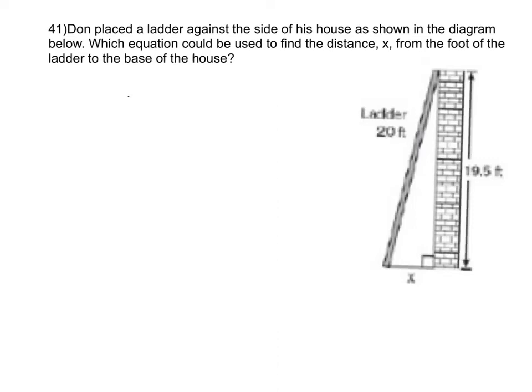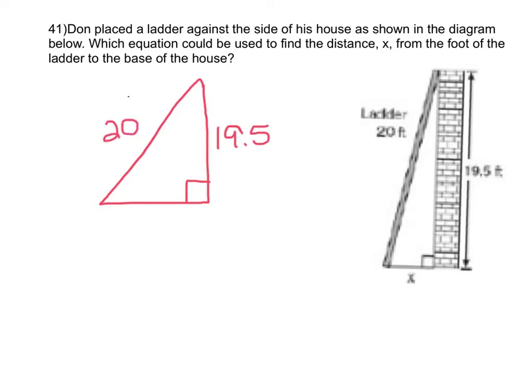Number 41. Don placed a ladder against the side of his house as shown in the diagram below. Which equation could be used to find the distance x from the foot of the ladder to the base of the house? So taking a look at this problem, you have a right triangle, and your height here is 19.5. Your ladder is 20 feet, and we're looking for the distance from the foot of the ladder to the base of the house.